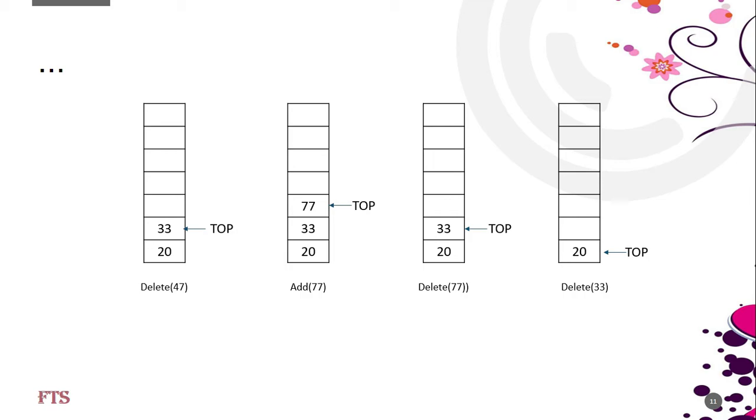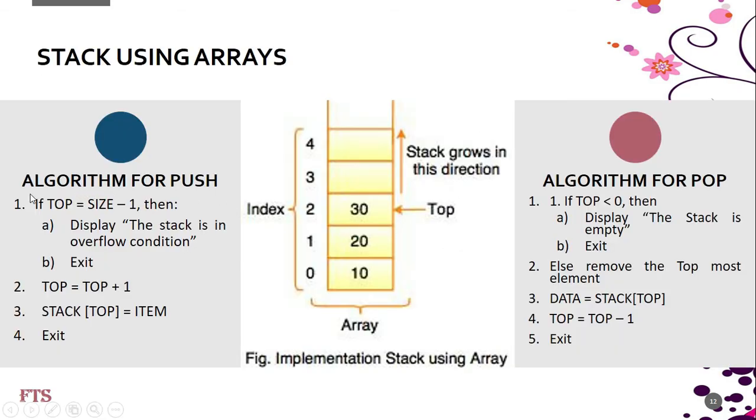Now let's discuss the algorithm. We have two operations, push and pop. To push a new item, first we need to check whether the stack is full or not. In order to check that, let's use this condition. If top is equal to size minus 1, it means the stack is full. Then we have to display a message to the user saying the stack is in overflow condition, then exit. Otherwise, if the stack is not full, increment top by 1, then assign the new item at the top position of the stack, then exit.